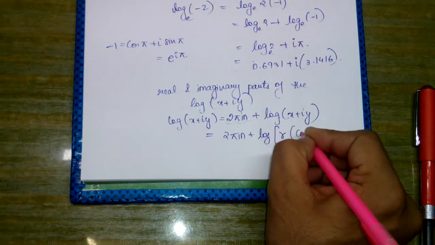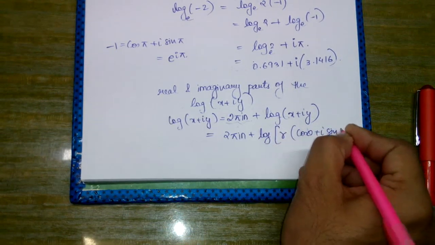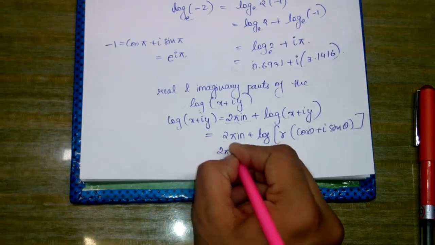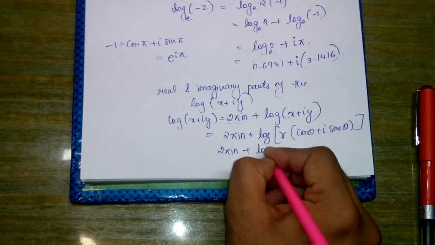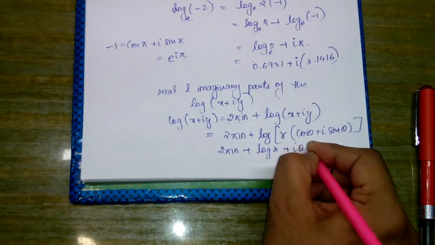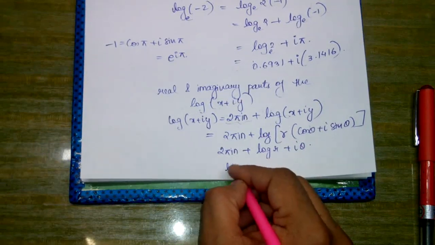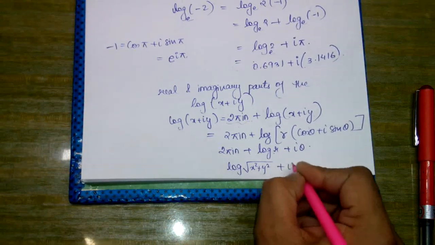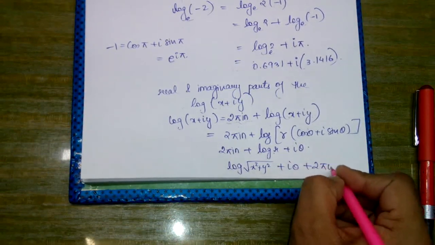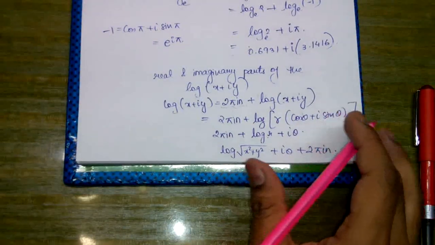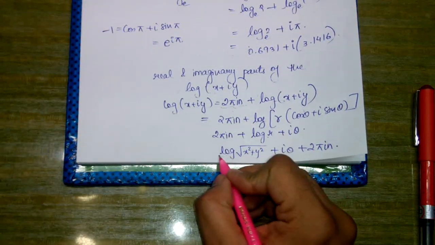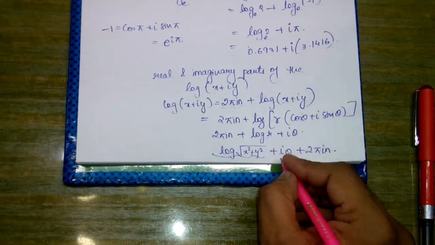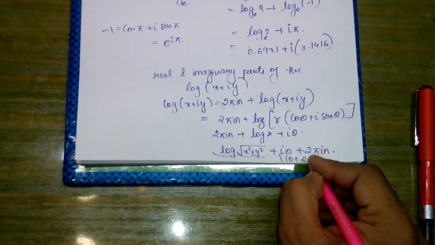as r cos theta plus i sin theta, and we will solve it and we will get 2 pi i n plus log of r plus i theta. So this would be log r, which is equal to the square root of x square plus y square, plus i theta plus 2 pi i n. So this actually becomes the real part, and if we take i as common, then it would be i times theta plus 2 pi n.